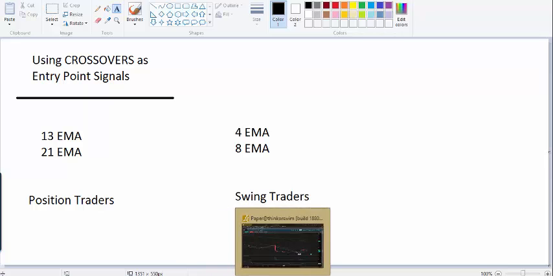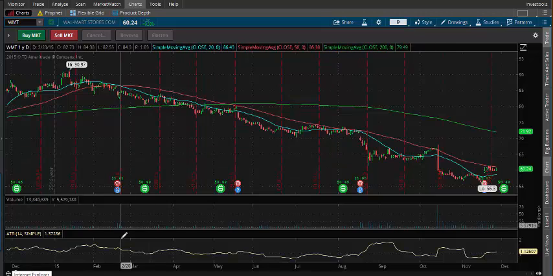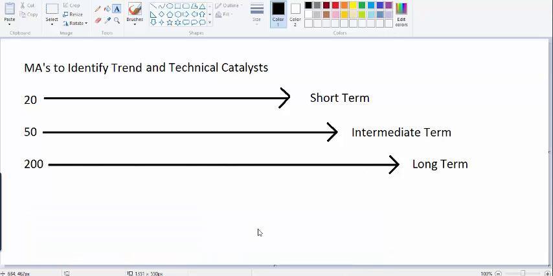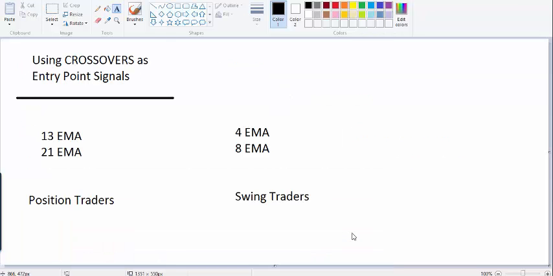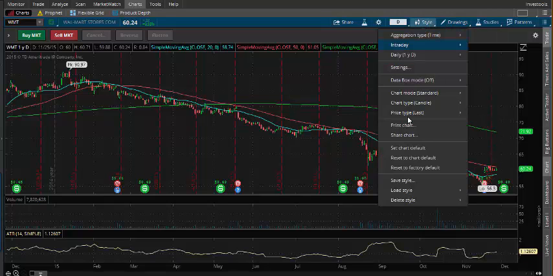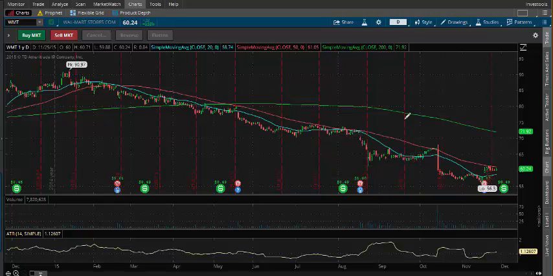So let's go take a look at what a crossover system would do for you as an alternative to using the 20, the 50, and 200. Now you may be thinking, well, Tim, just give me the answer. The core of it, you have to answer a question first. Do you want to use it to identify the trend and the catalyst, or do you want to use it to help you get into a trade so that you know when to trade it? And I like these different systems. Now let's save this style, and we'll call it 20, 50, 200 SMA, so I can come back to it.